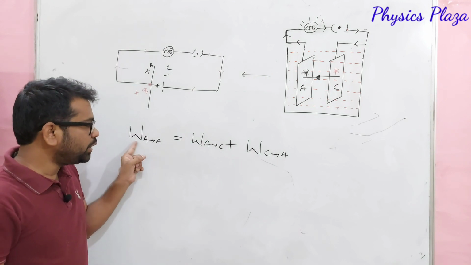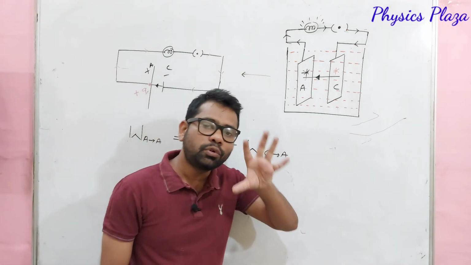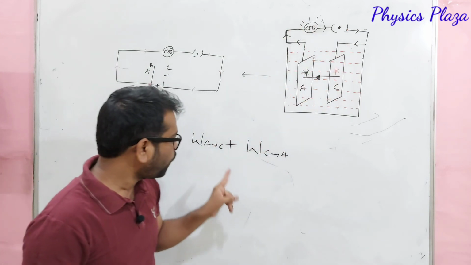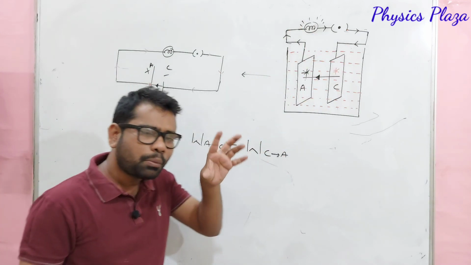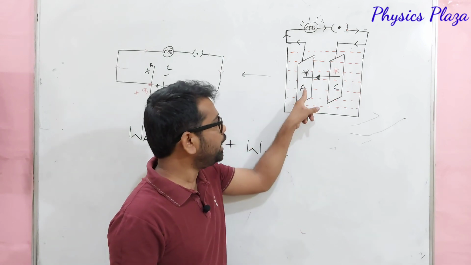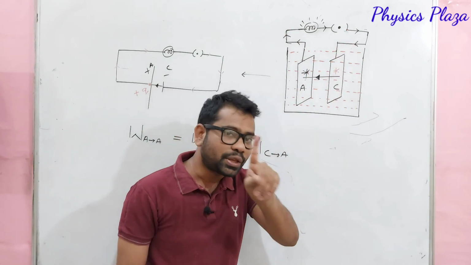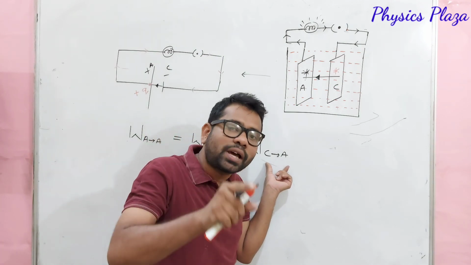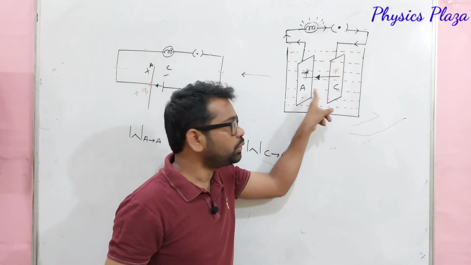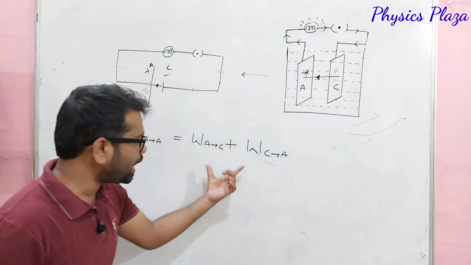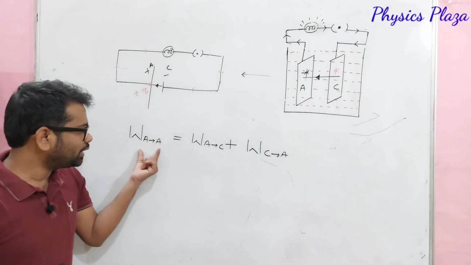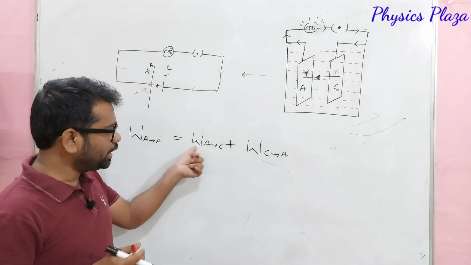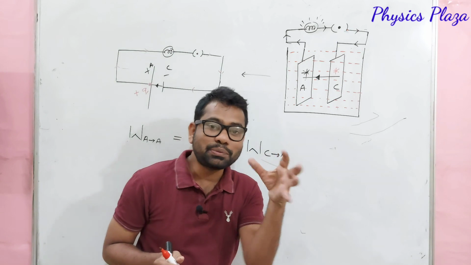What is W A to A? It is the work done to move a charge in the entire circuit from A to A. What is W A to C? The amount of work done to move the charge from A to C, that is only in the external circuit. What is WCA? The amount of work done to move the charge within the cell, from C to A. Mathematically, when you add these two works, we will get the total work done. But dear children, reading W A to A, W A to C, W C to A is not that comfortable.